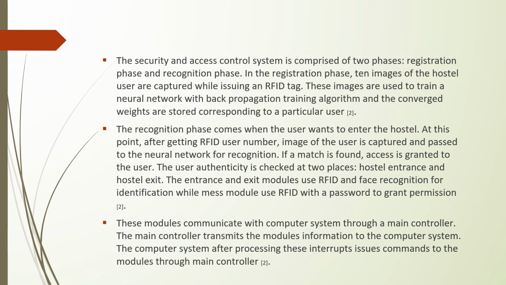Now, user authenticity is checked at two places, the hostel entrance and exit, and both the entrance and exit modules use RFID face recognition. These modules communicate with the computer system through a main controller, and the controller transmits the information to the backend database. The computer system, after processing these interrupts, issues a command to the modules through the main controller. That's when the gates are opened. So this was one system.